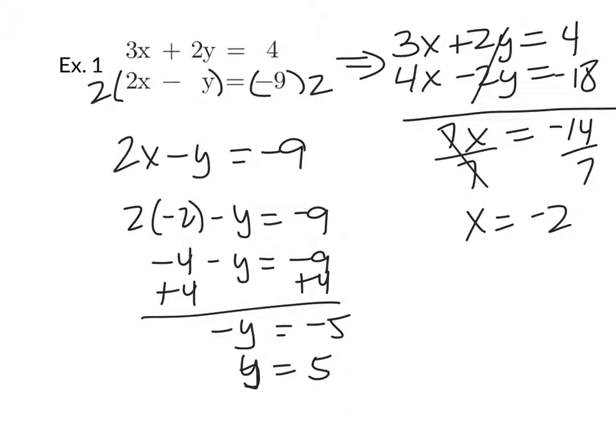Okay, so the directions ask you to write your answer as an ordered pair. An ordered pair is called an ordered pair because the order is important. The first value would be your x value, and the second value would be your y value. So we'll write our final answer as negative 2, positive 5.